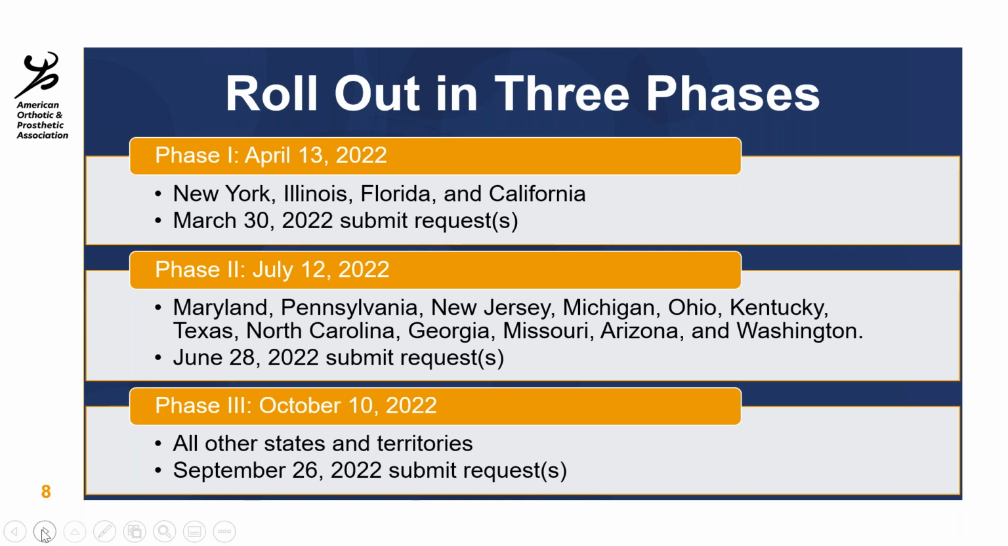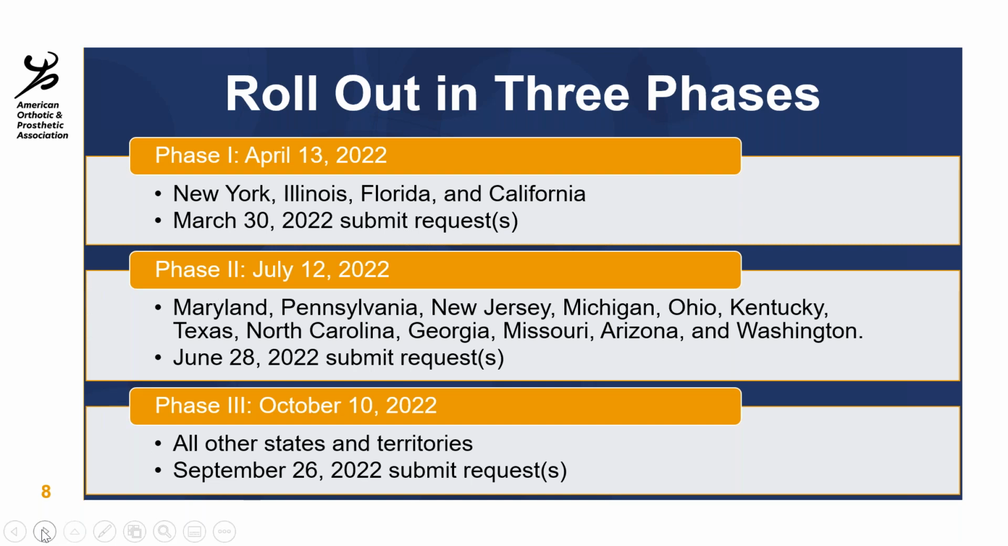The second phase of rollout and implementation will occur in additional states, with dates of service on or after July 12th of 2022. Those states are Maryland, Pennsylvania, New Jersey, Michigan, Ohio, Kentucky, Texas, North Carolina, Georgia, Missouri, Arizona, and Washington. I'm sorry, I said 8 states. It's an additional 12 states. I apologize. It's 3 more states in each of the jurisdictions.